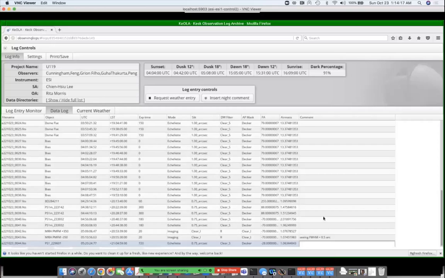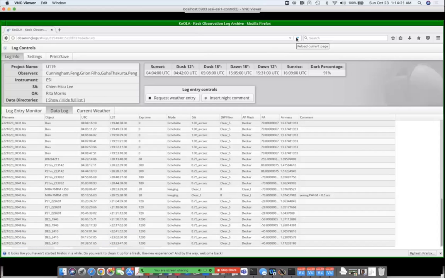Yuting, any other notes here? I'm looking at the observing log. I'm just going to refresh it. I haven't put any notes on it because I think up to now there's nothing special. Yeah, I mean the seeing has stayed steady, it looks like.